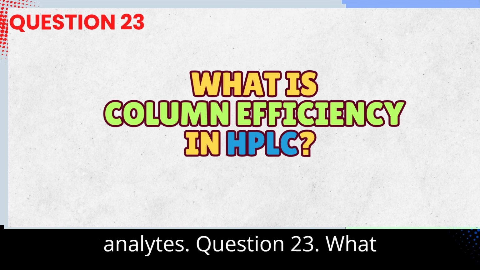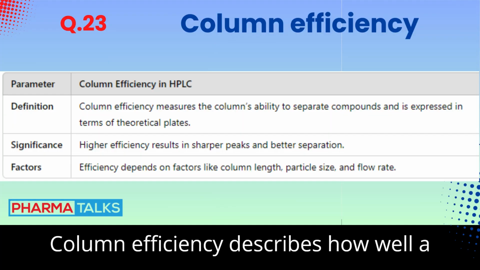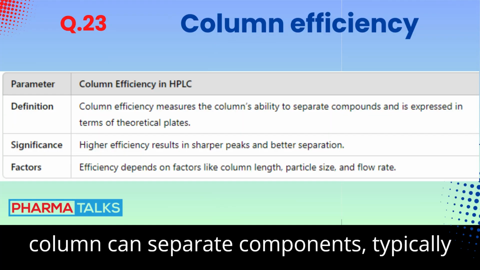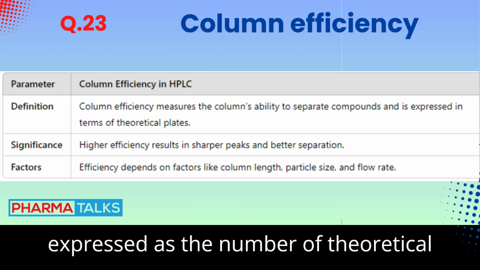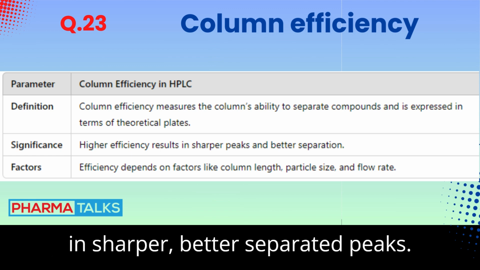Question 23. What is column efficiency in HPLC? Answer. Column efficiency describes how well a column can separate components, typically expressed as the number of theoretical plates. Higher column efficiency results in sharper, better separated peaks.